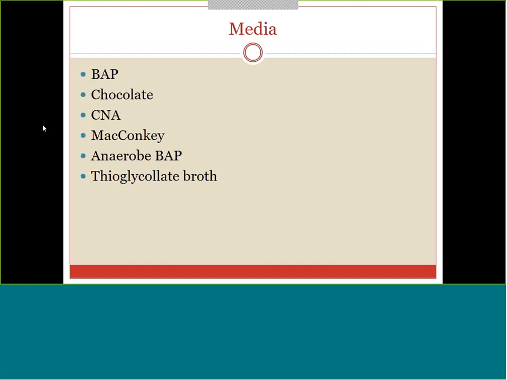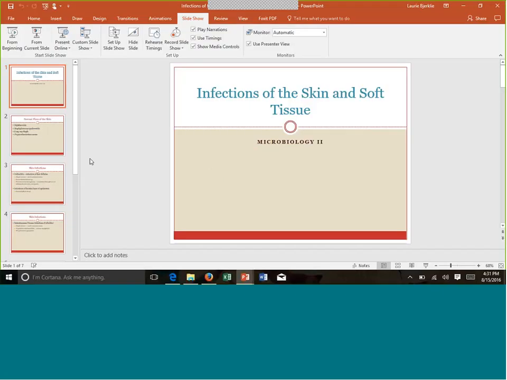So anything that grows is going to be considered a pathogen unless it's contamination off the normal flora of the skin. All right, that is it for this week.